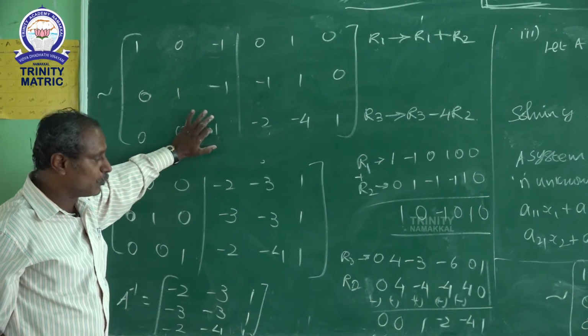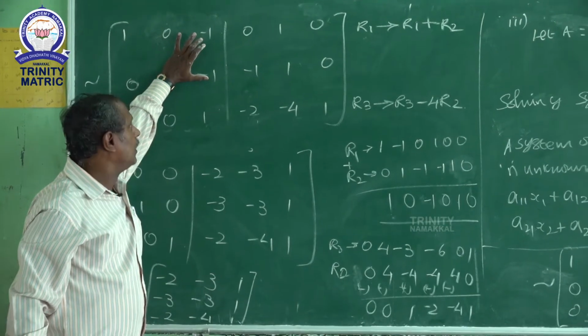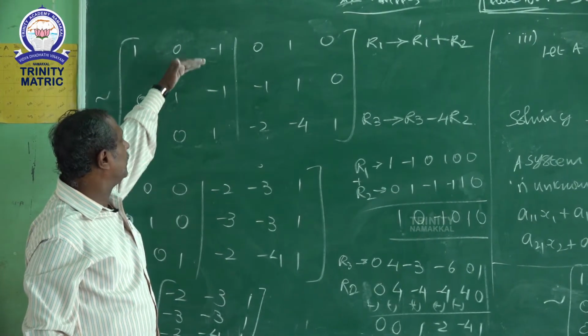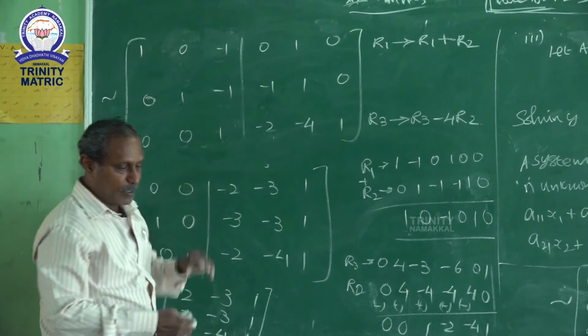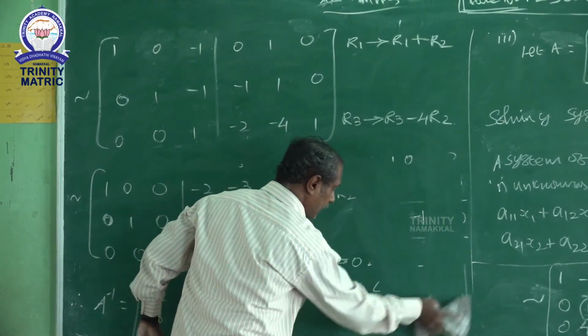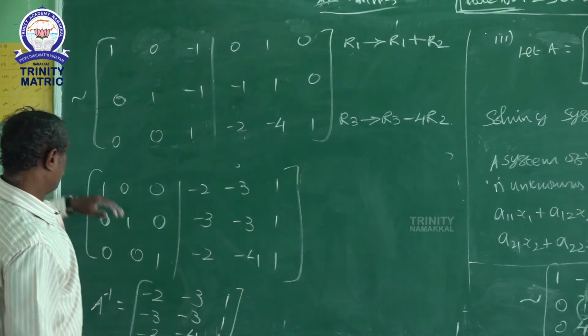The third leading element is 1. Already here we had 1, but the other two elements are not 0. So we want to make these into 0. For that, directly we are adding, because 1 is already there, we can do the steps directly. There will be no need of scalar multiplication. We can directly do the elementary row operations for that purpose.